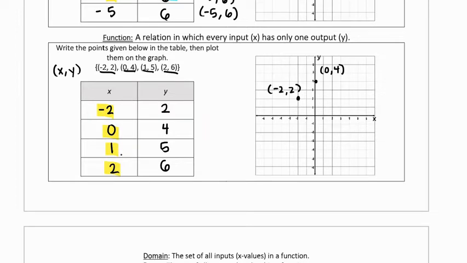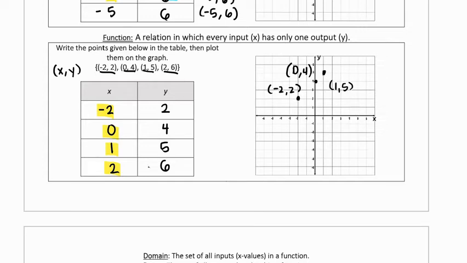The next point I have is 1, 5. So for 1, 5, we're going to start again at the origin. We're going to look for our +1 on our x-axis, so 1 space to the right on the x, and then up 5 spaces from there. So that means my point 1, 5 will end up right here.